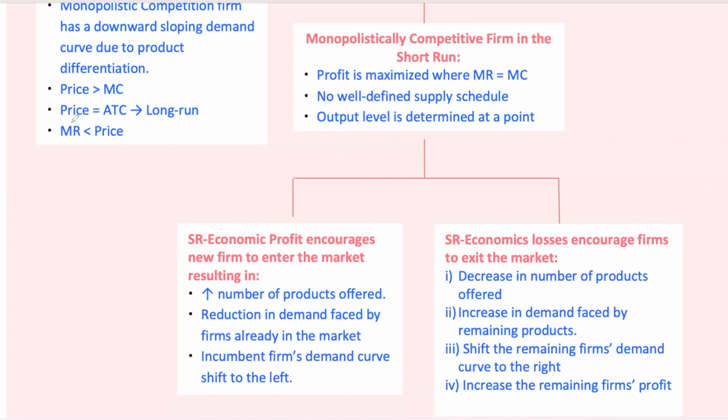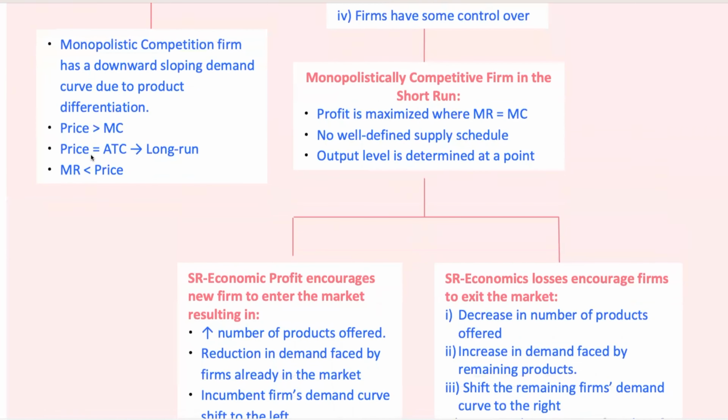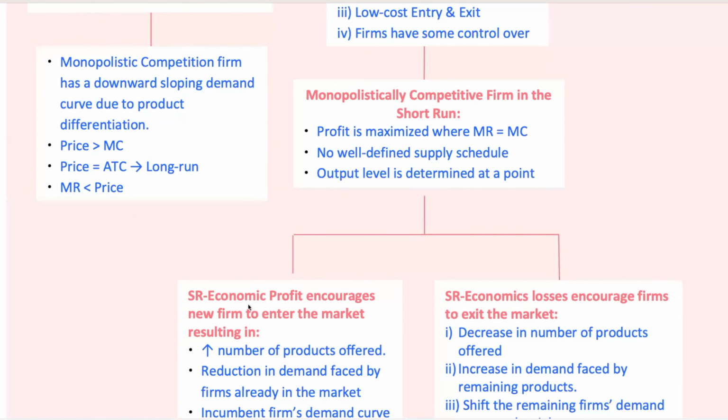On the other hand, in the long run, entry and exit drive economic profit to zero. Firms produce where price equals average total cost, but not at the minimum average total cost, leading to excess capacity and inefficiency compared to perfect competition. So in the short run, firms can earn positive economic profit. But in the long run, the entry of new firms will drive economic profit to zero.